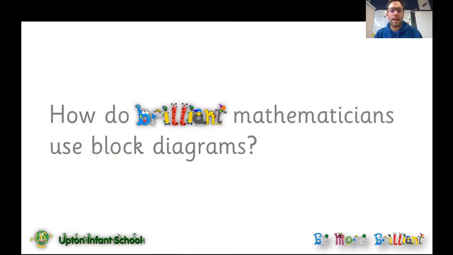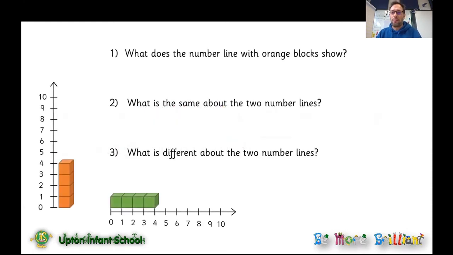Now, today, our question is, how do brilliant mathematicians use block diagrams? We're going to have a little look at block diagrams in a second. In the last couple of days, if you remember, we've been looking at tally charts and pictograms. So block diagrams today. And here we've got some block diagrams for you, and there's a few questions for you to think about.